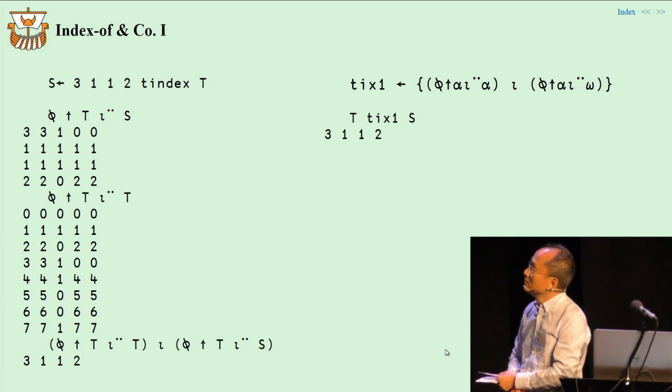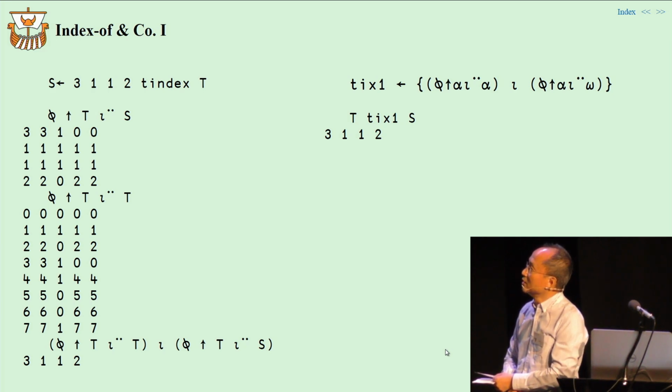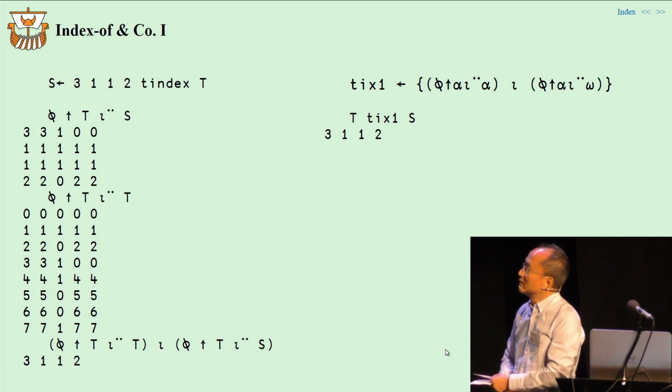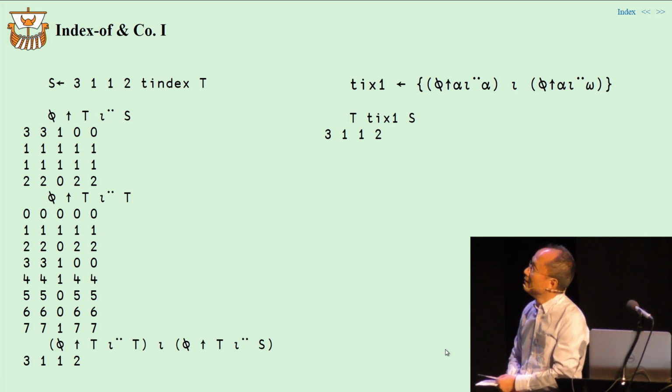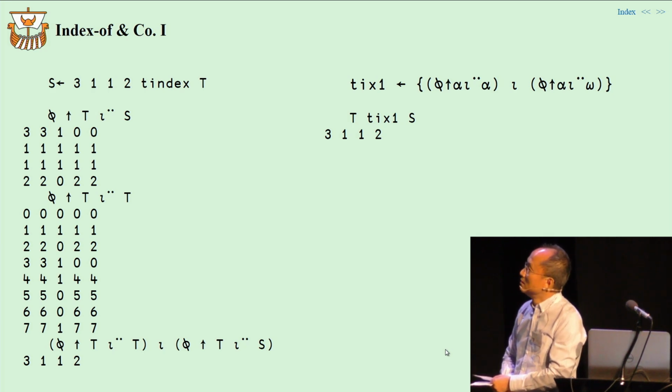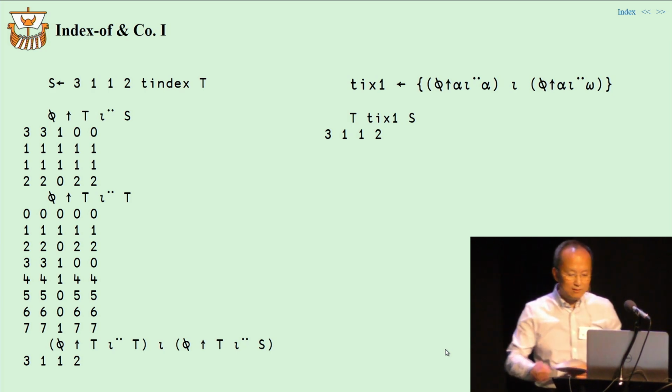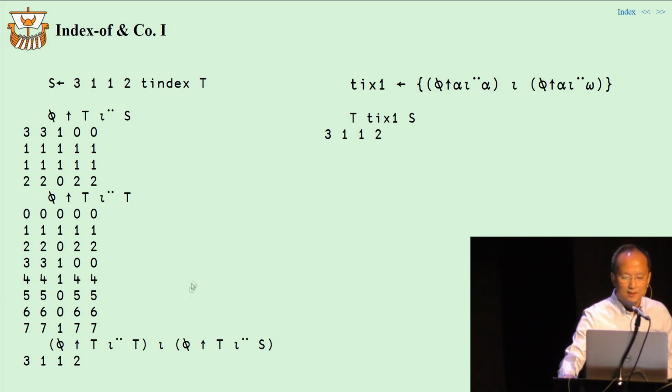For each column, we replace the data item by its index in the principal argument. And then if you mix that and transpose it, you get a matrix of integers. So do that for the left argument as well as for the principal argument, and then just do the ordinary index of.